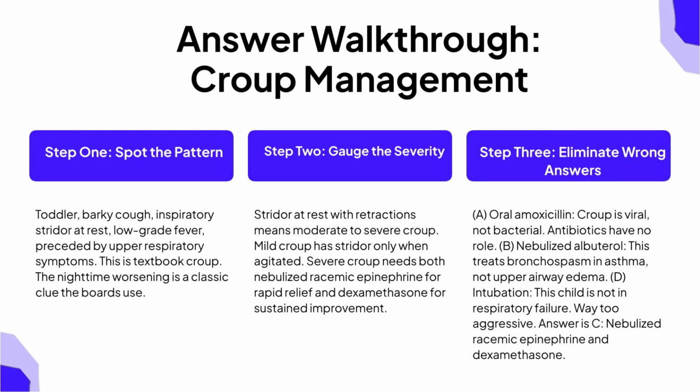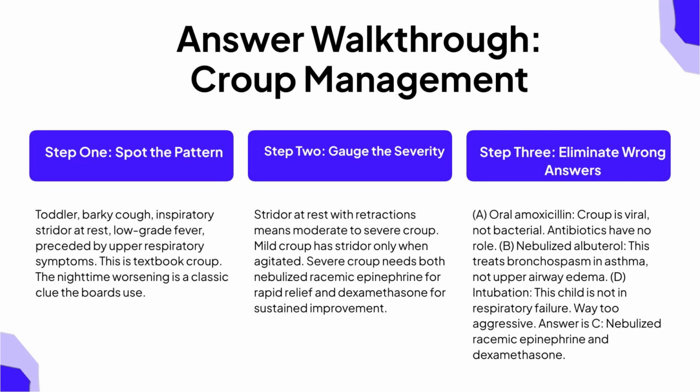We have a toddler with a barky cough, inspiratory stridor at rest, a low-grade fever, and it all started with upper respiratory symptoms. This is textbook croup, also called laryngotracheobronchitis. The nighttime worsening is a classic clue the boards love to include.